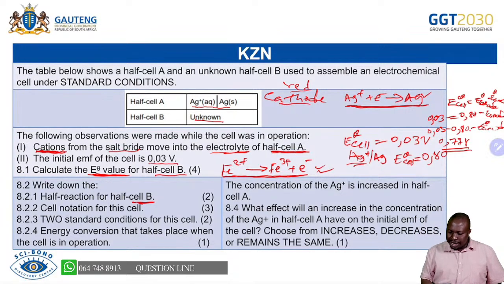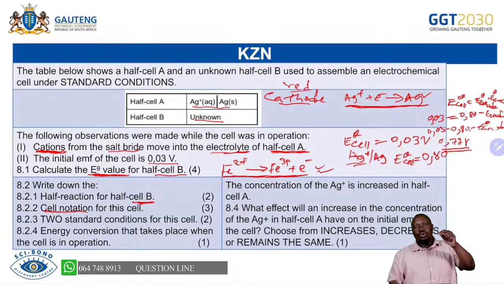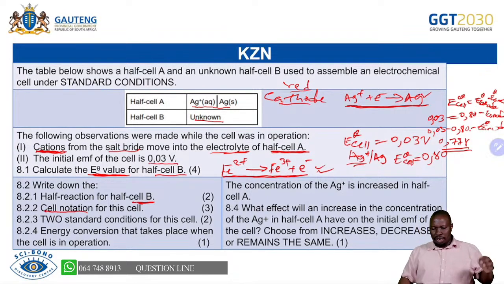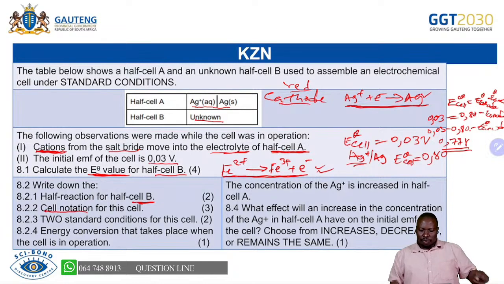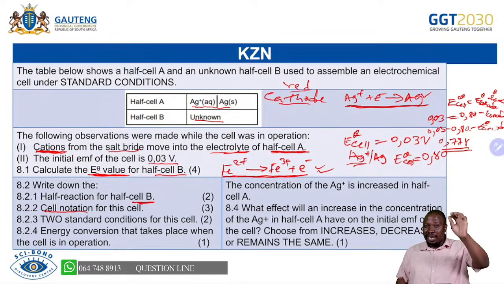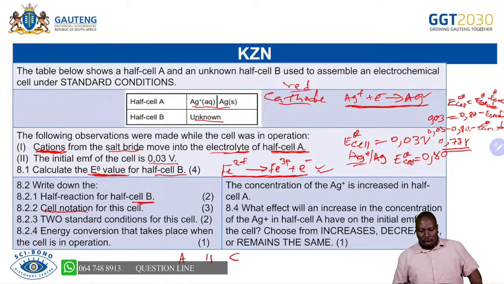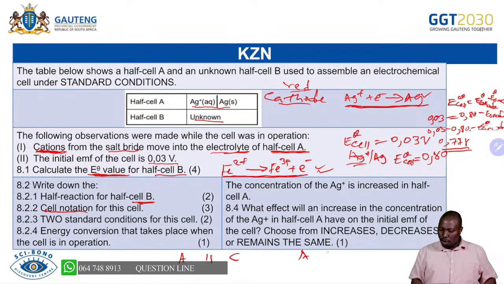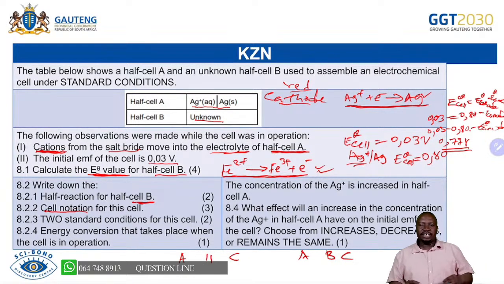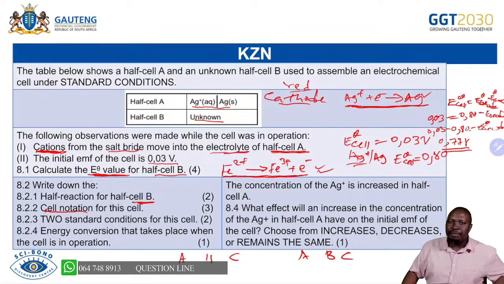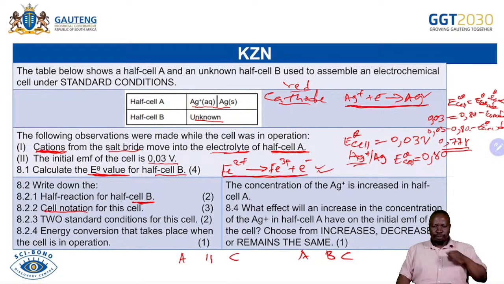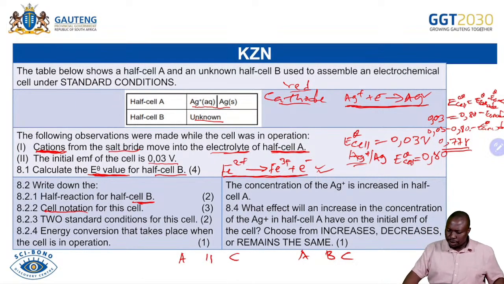Write down the cell notation. You see, this question will either ask you to write the net or the overall cell reaction, or will say calculate the cell, write down the cell notation. And remember what we said? We said all clever learners, or you say ABC. So we're always emphasizing that so that you don't forget. It's the anode, salt bridge, and cathode. Remember, when you get that 3 marks, you got a lot in terms of the paper. Out of 150, that is 2% of the whole paper. So it's important that you know how to write this cell notation.